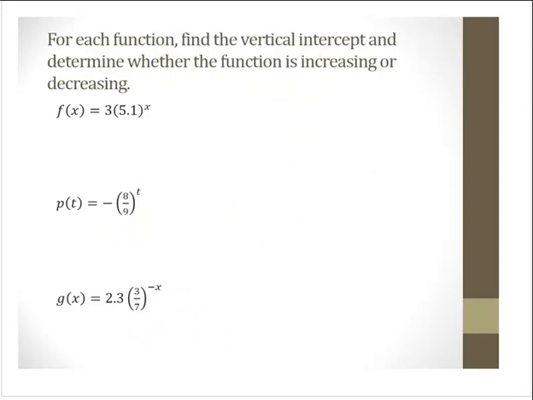For each function, find the vertical intercept and determine whether the function is increasing or decreasing. All right, finding the vertical intercept is relatively easy, right? We evaluate the function at 0. So f of 0 would be 3 times 5.1 to the 0. Following the order of operations, 5.1 to the 0 is 1, and 3 times 1 is 3. So f of 0 is 3. There's the vertical intercept.